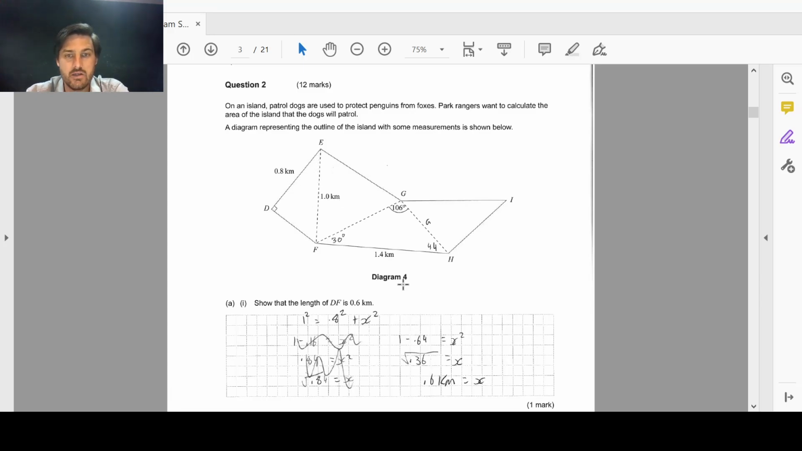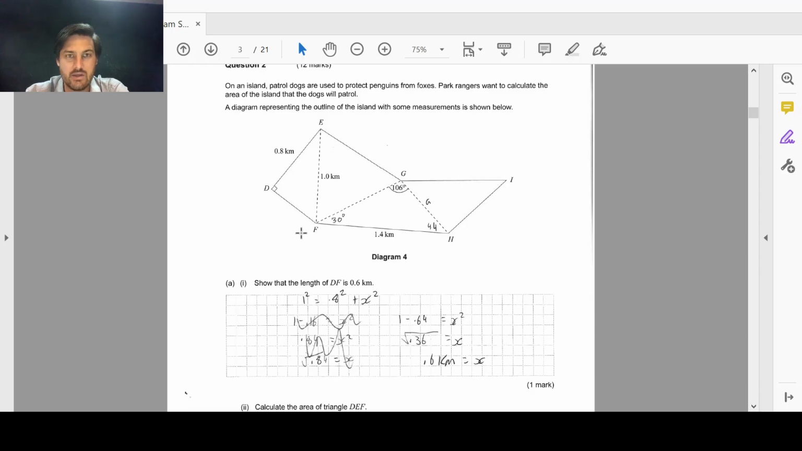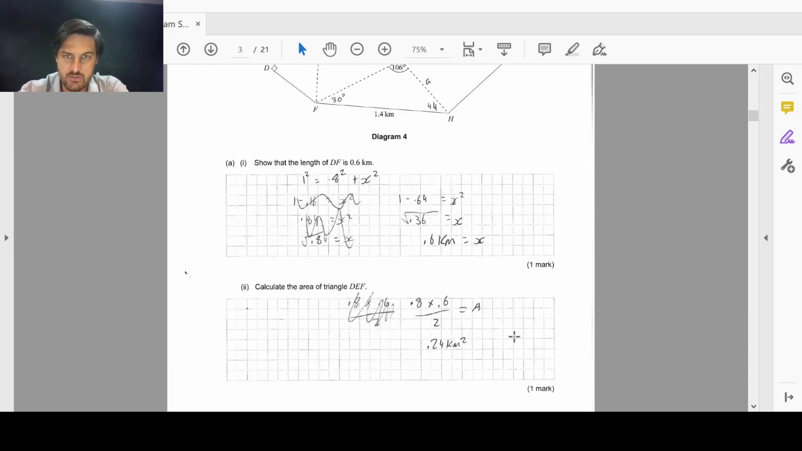So we use Pythagoras. We know that c squared, which is our hypotenuse of 1, equals 0.8 squared plus x squared, where x is DF. That's the line we don't know. We rearrange that: 1 squared is just 1, 0.8 squared is 0.64, 1 take 0.64 equals x squared. Then we take the square root of 0.36 equals x, which is 0.6 kilometers.